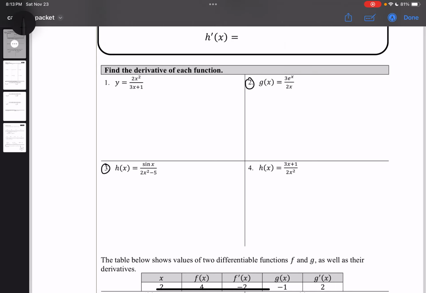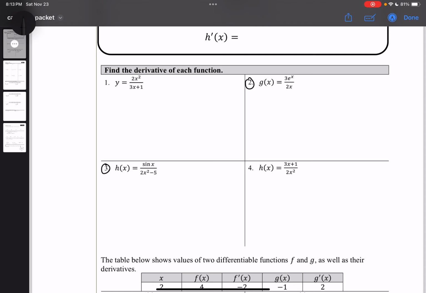This video is going to be covering 2.9 quotient rule for calculus. Now, we're not going to do the whole packet, of course. We're going to do a bunch of problems because if I do the whole packet, it's going to take me like 5 business days. So let's get started.